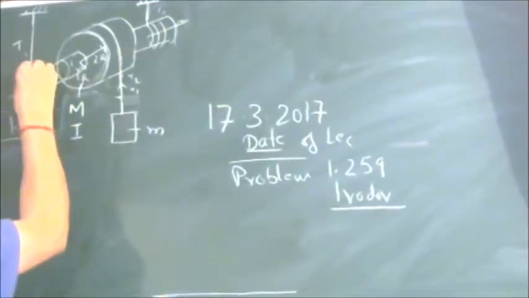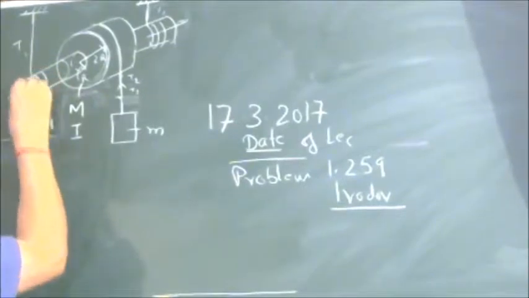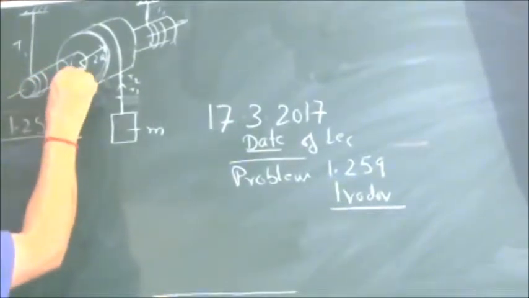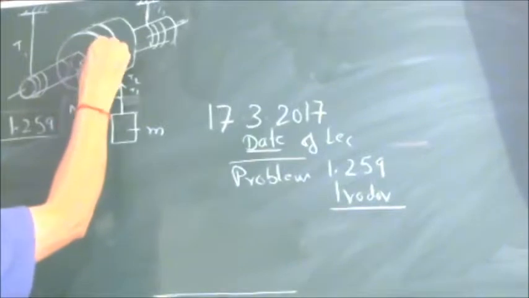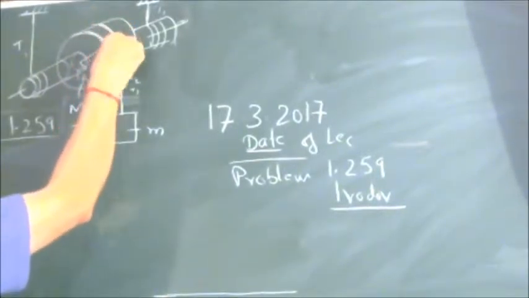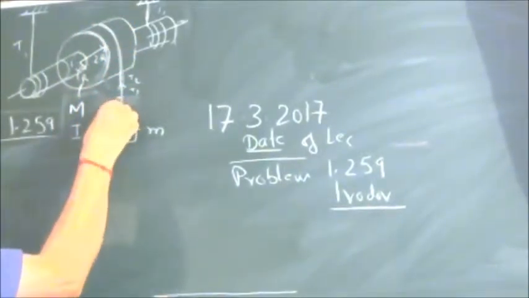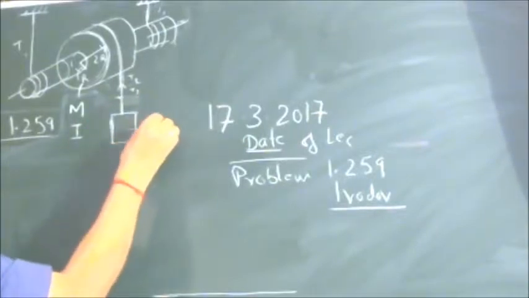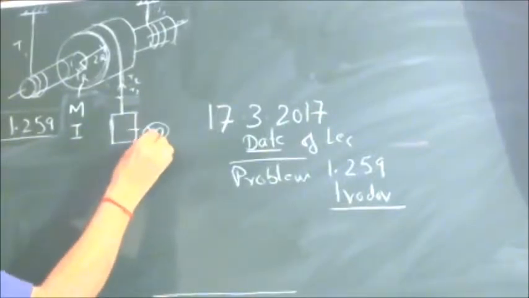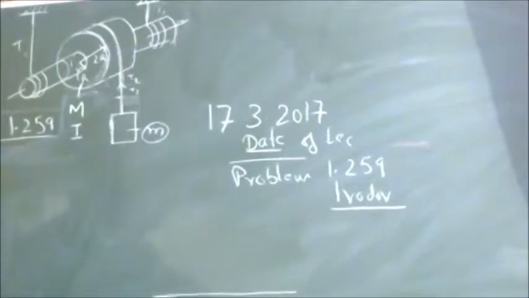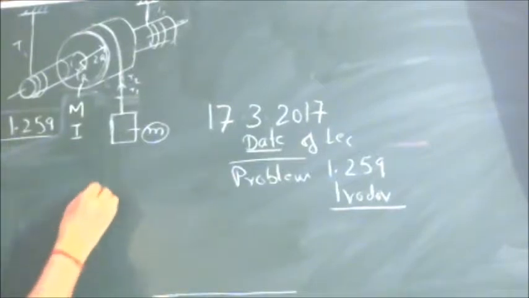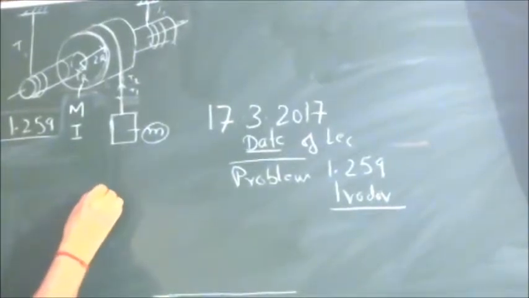and these strings are encircling the cylinder at the radius r. At the radius 2r, this string is supporting the mass m. We have to find the absolute acceleration of mass m. Now, to solve this problem, let us simplify and break it into sub-problems.